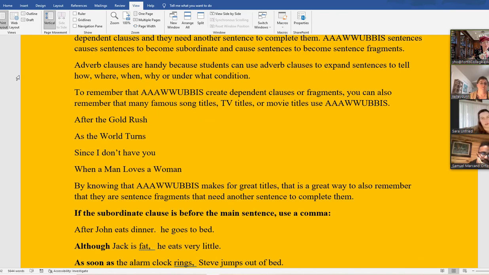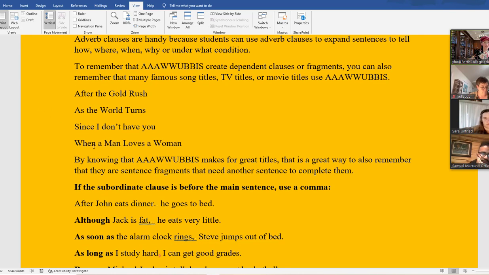And so here are some examples. After the Gold Rush, As the World Turns, Since I Don't Have You, When a Man Loves a Woman. And so by knowing that AAAWWUBBIS makes for great titles, that is a great way to also remember that they are sentence fragments that need another sentence to complete them. So if you can remember that AAAWWUBBIS are used in movie titles and book titles, then you know that it is a sentence fragment.